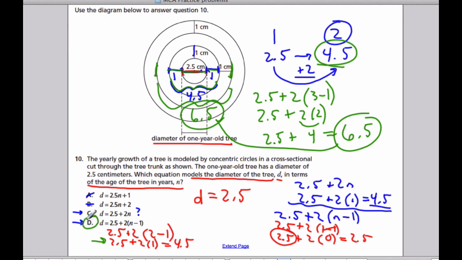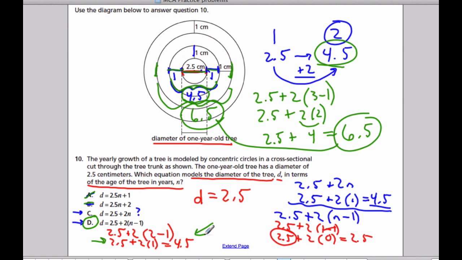So process of elimination, I knew it had to be 2.5 to begin with, so right off the bat it took off those because it's not growing 2.5 each year. It left me with C or D, so plug in a number, see what happens. After 2 years, it was 4.5 centimeters. That matches up with this. That's what this equation was, right down here. And you can see your work from there.